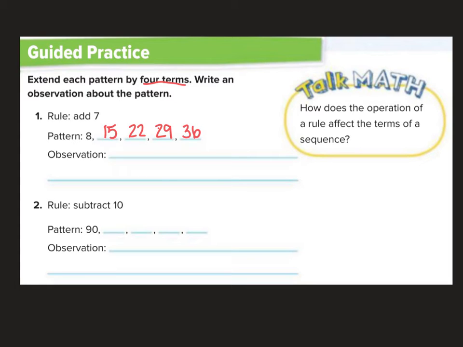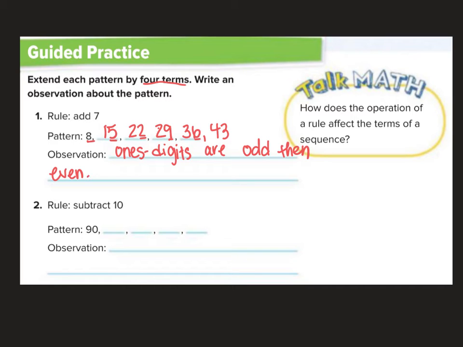Okay. An observation. The ones digits are going odd, even, odd, even. So let's put that down there. Oh, even, odd, even, odd. Observation. Ones digits are odd, then even. 6 plus 7 would be 43. I don't see anything starting to repeat.